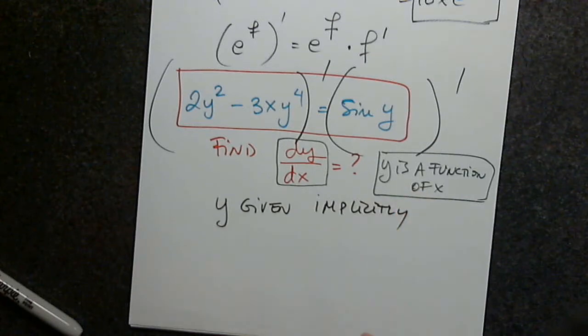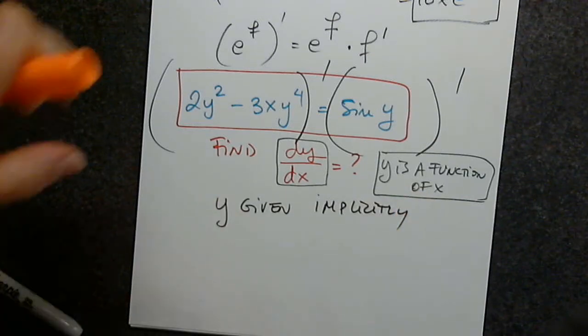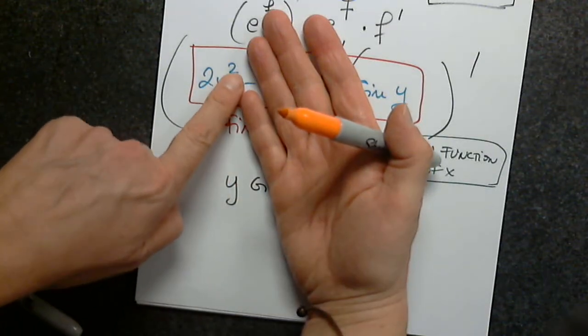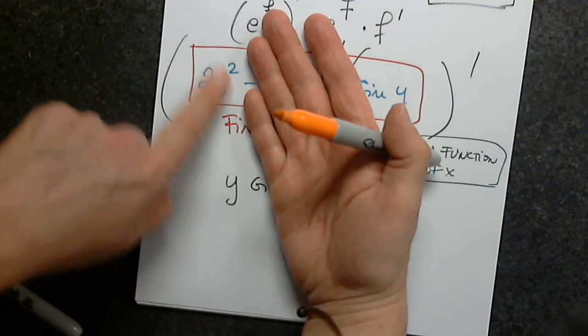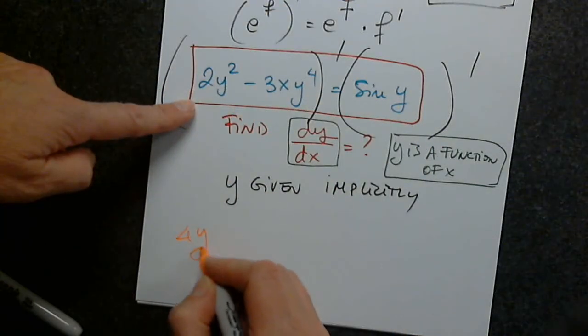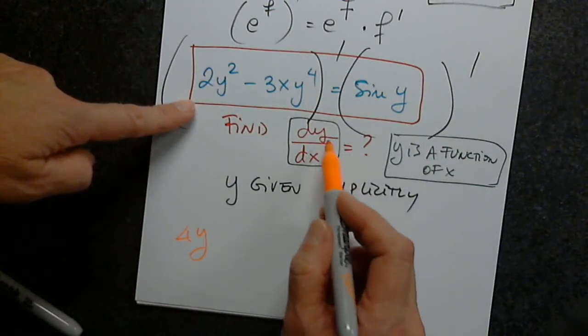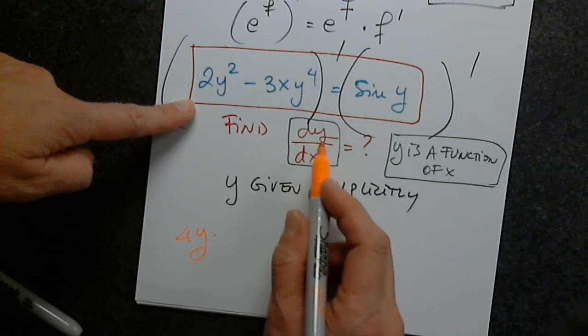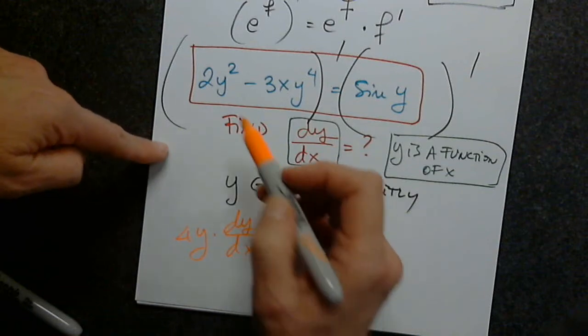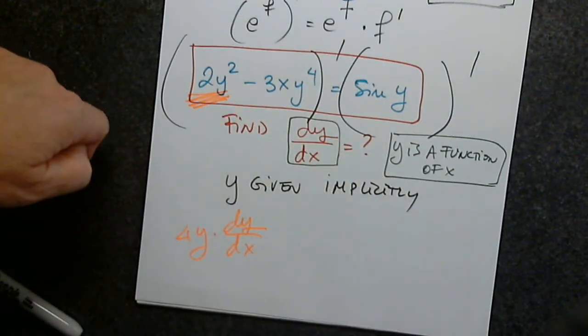Okay, now I'm ready to differentiate the left-hand side. So this is just 2 times the function raised to a power. How do I differentiate this? 4y times dy over dx. This is this differentiated.